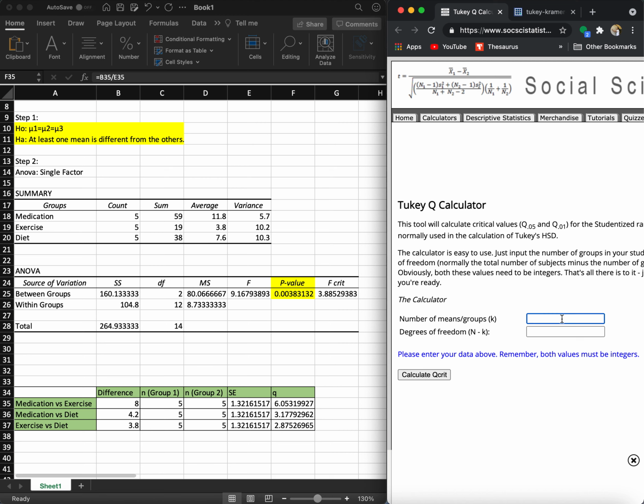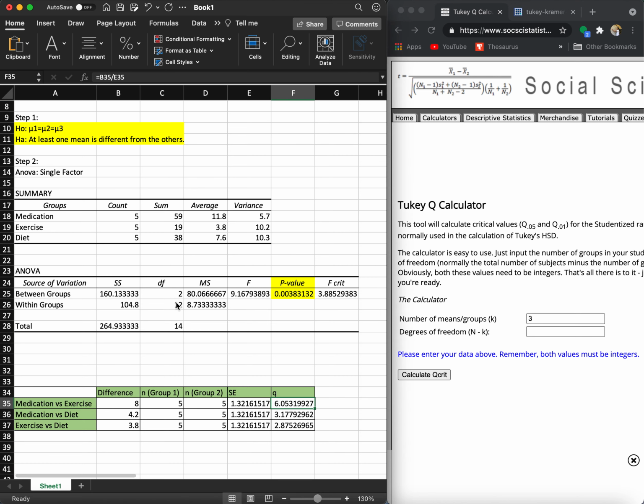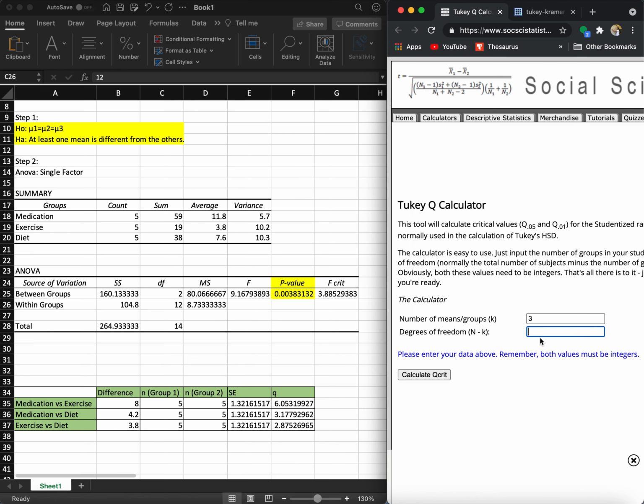So what we want to do is to insert first the number of means or groups. We have 3 groups: the medication, exercise, and diet. And we want to get the degrees of freedom within groups, which we can see here is 12. Our n, the population, is 15: 5 plus 5 plus 5. 15 minus 3 is going to give us 12. Then we just click on calculate Q critical. We can see that the critical value is 3.77.